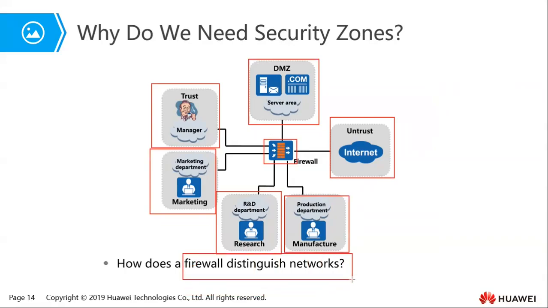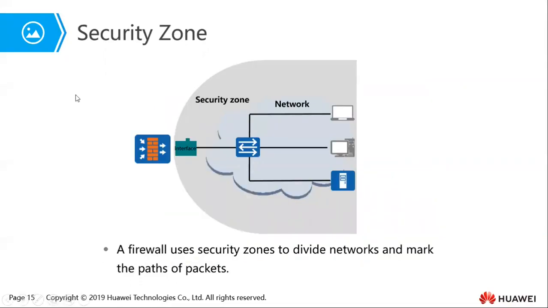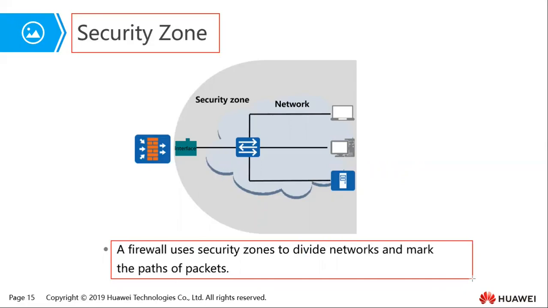So the question we're asking here is, how does a firewall distinguish these different networks? Let's look into that. It does so by adding them into what we call security zones. A firewall uses security zones to divide networks and mark the paths of packets.